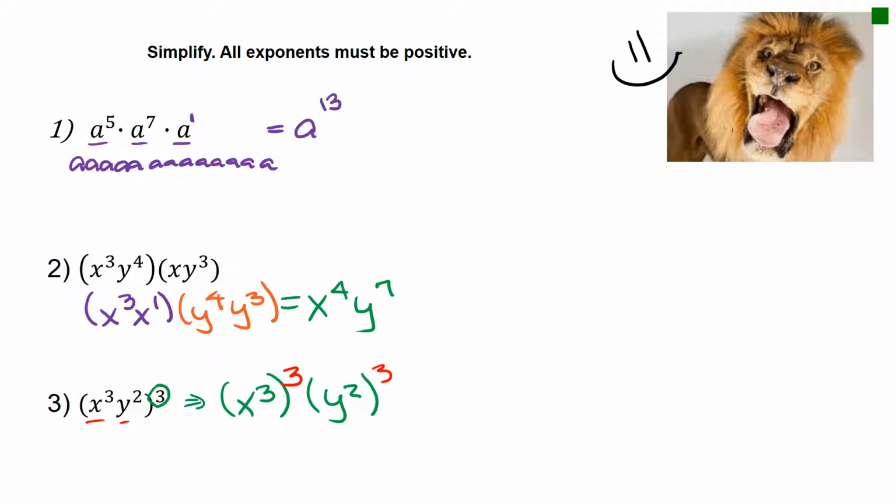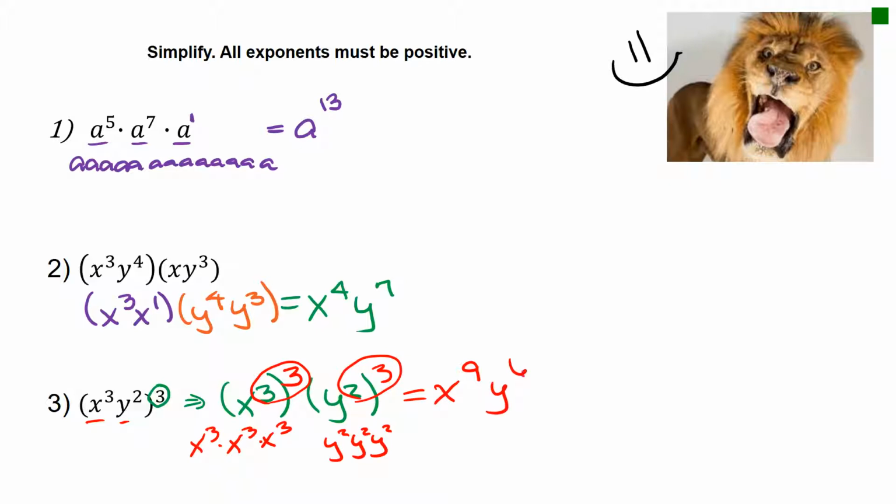And then we're taking x cubed 3 times. So this is what that really means. So we would add 3 plus 3 plus 3, or the shortcut is just multiply 3 times 3, x to the 9th. This means write this 3 times. So you could add 2 plus 2 plus 2, or the shortcut is to just multiply 2 times 3 and get 6.